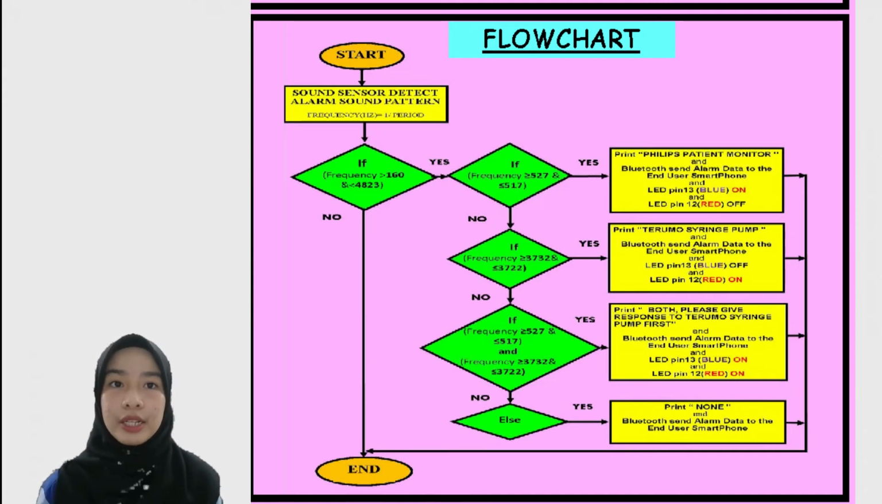The last condition is if the value of frequency has two. Firstly, it is more than 517 and less than 527, the color of LED blue is on. While if the value of frequency is more than 3722 and less than 3732, the color of LED is red.